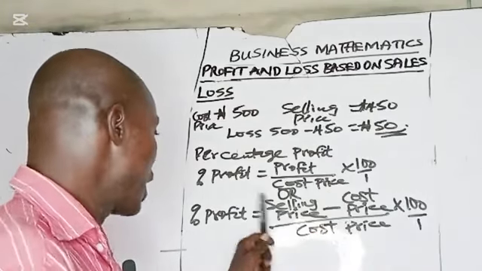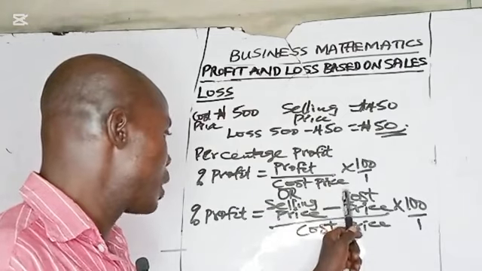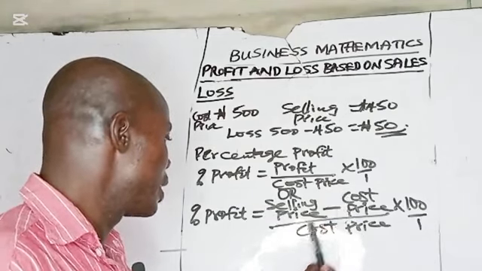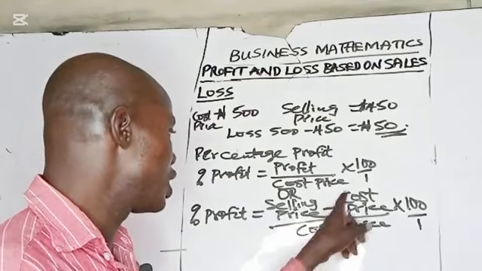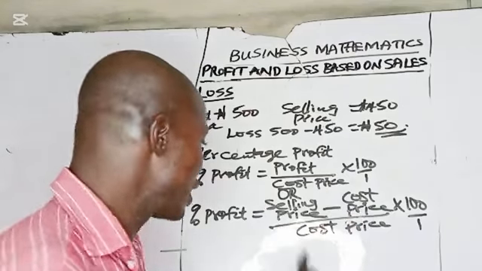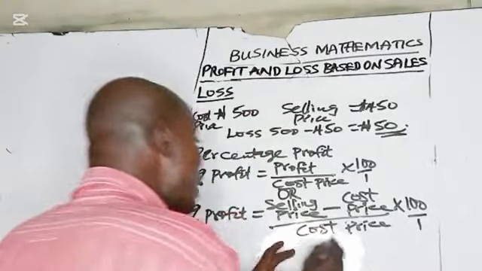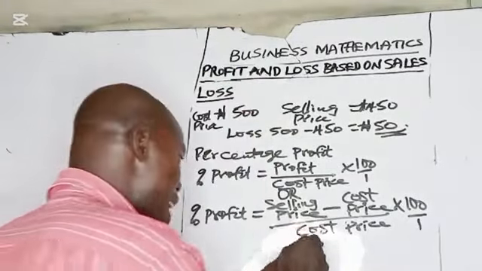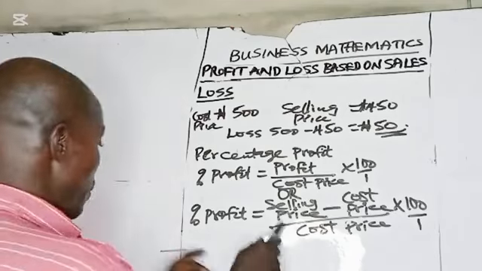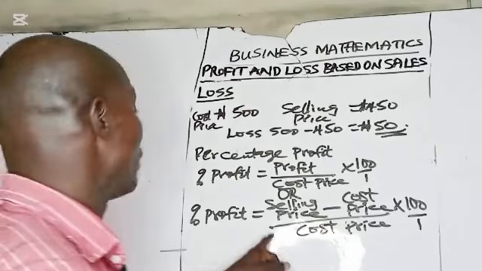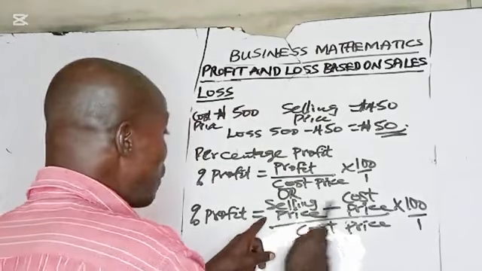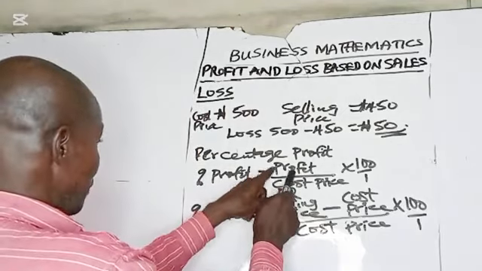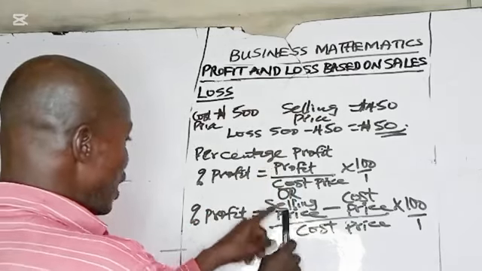So if you take your selling price to be SP, your cost price to be CP, then you'll be having SP minus CP over CP. So the denominator is always cost price. You can never have selling price in the denominator. If you put selling price in the denominator, then your solution will be wrong. Please take note of that. We say profit is selling price minus cost price.